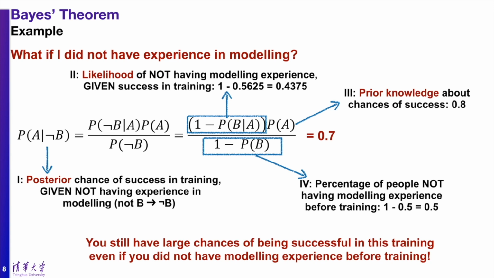For those who did not have experience in modeling, you may now ask, what's the chances of your success? Will it be very small? Actually, we can also calculate this from the given information. The event B in the equation now becomes the event of not B. We can get the probability of not B by calculating 1 minus the probability of B. And similarly, the probability of not B given A equals 1 minus the probability of B given A.